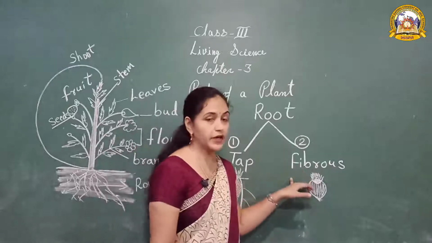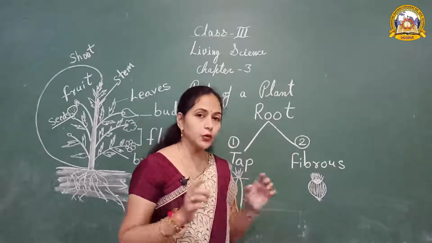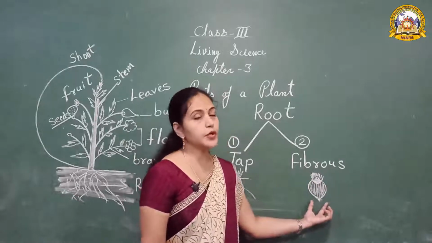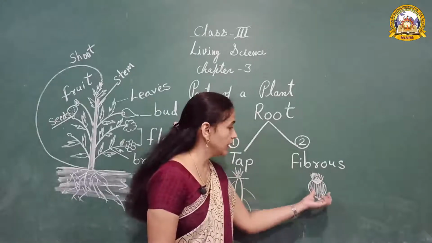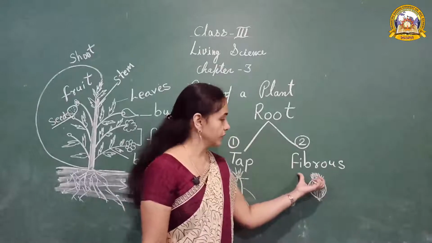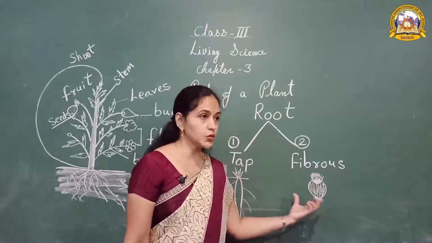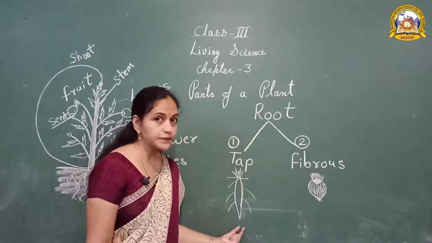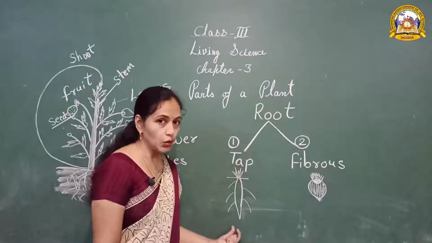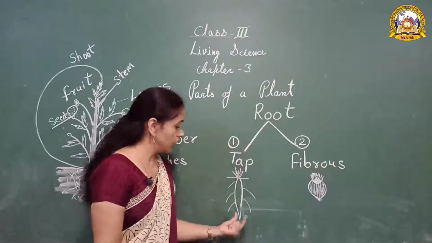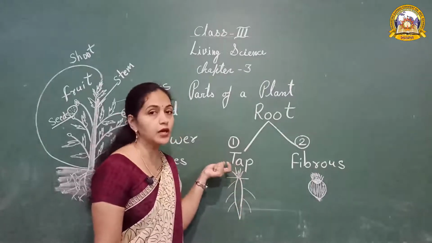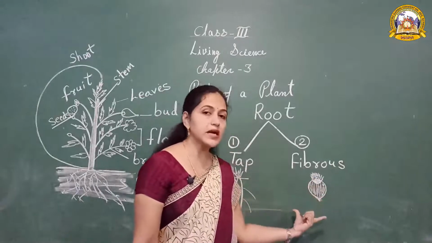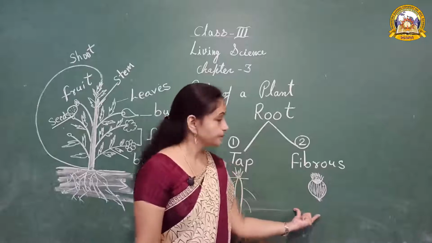Now second is the fibrous root. A number of roots are growing in that root. These are called fibrous roots. Which are the fibrous root and taproot? This is the picture of a carrot or radish. The main root only grows to the end in the ground, so this type of root is called a taproot. And where a number of roots are growing, these are called fibrous roots.